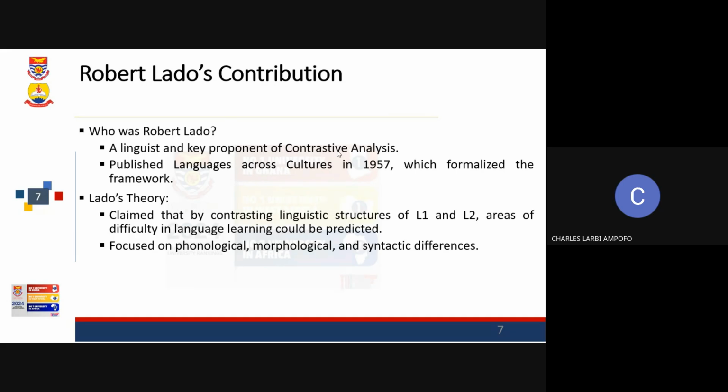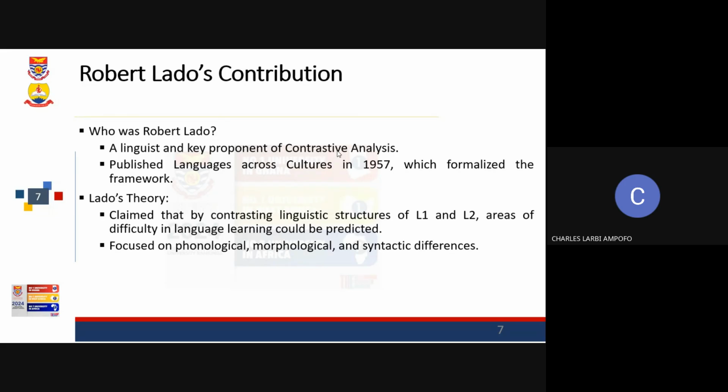And in doing so, it will help you predict the difficulty that the person you're going to teach the language to can encounter in that second language. So their view is that you must teach the language by looking at the structure of the language. He therefore said that if you want to teach the language, look at the phonological structures, the morphological structures, and the syntactic structures.